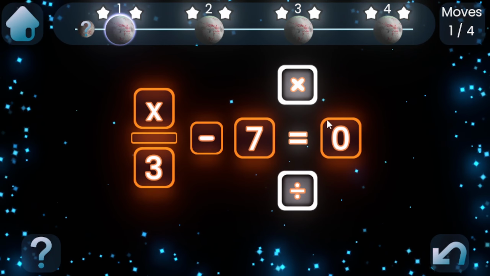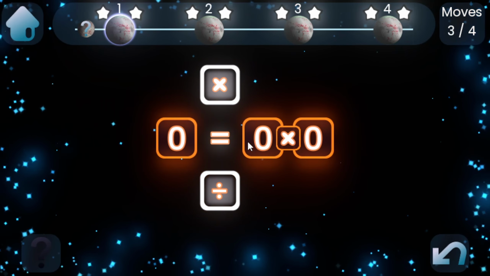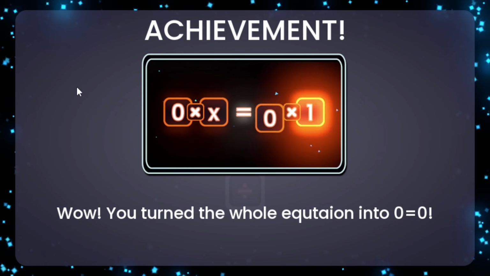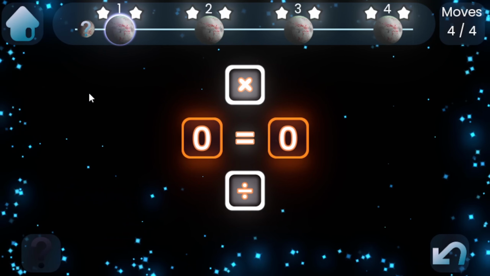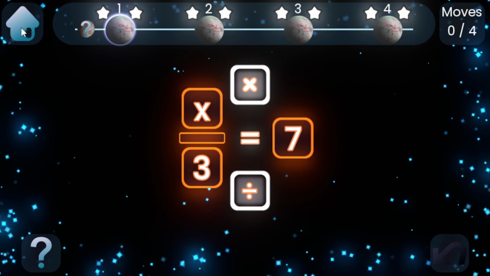The second achievement, you also need a 0, is to multiply both sides by 0, and then just work out the whole equation. And once you get 0 is equal to 0, that's not the solution, of course, but it is an achievement to do this. So yeah, you've got to undo to get out of this pickle, though. You can't do anything else.